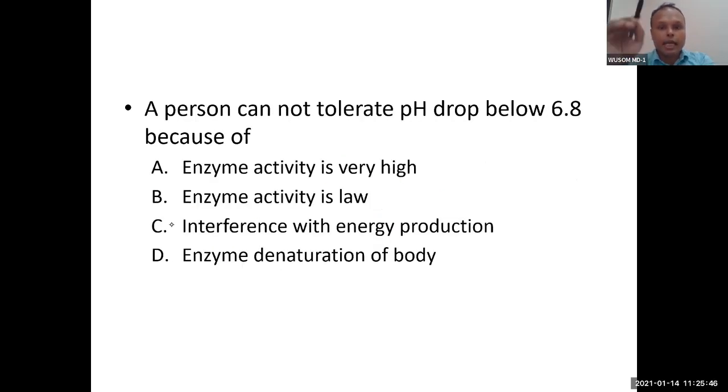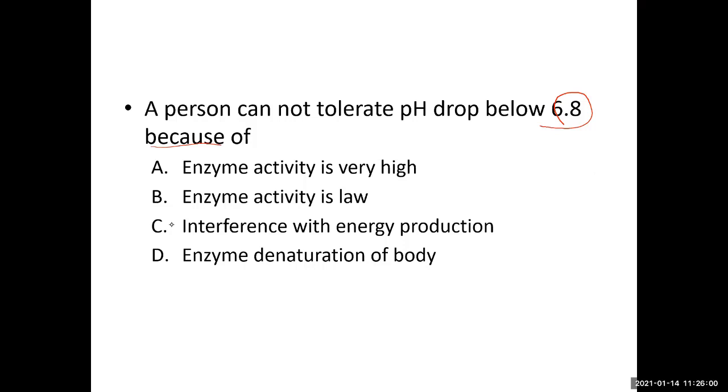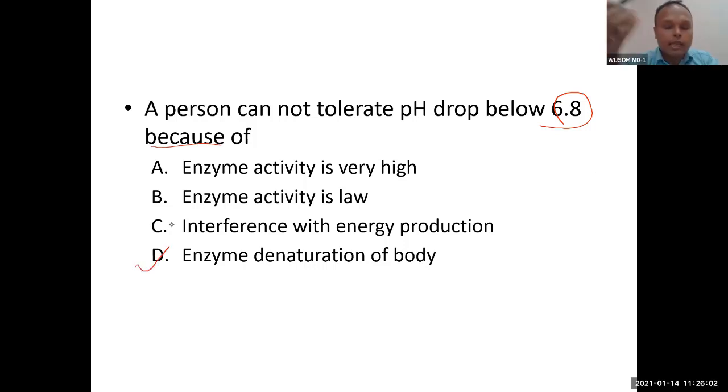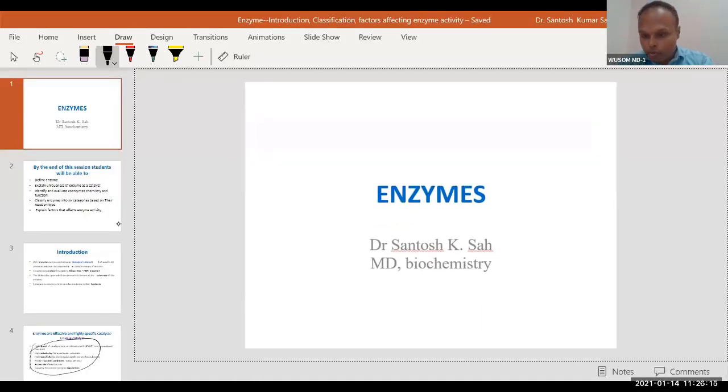And then a person cannot tolerate a pH drop below 6.8 because of what happens? Enzyme denaturation. The enzyme becomes inactive because the charge on the enzyme is altered, and that makes the enzyme denature. So this is the end of this class.